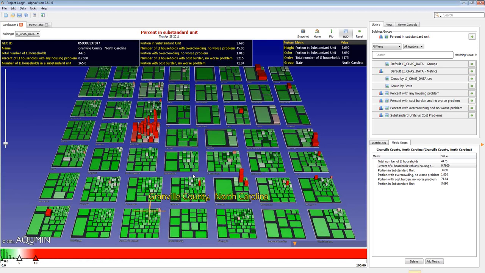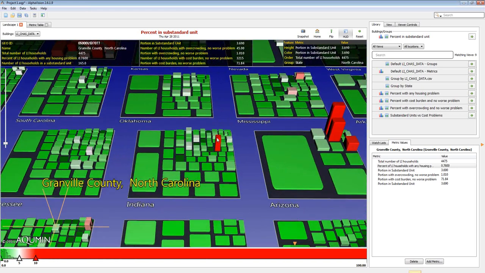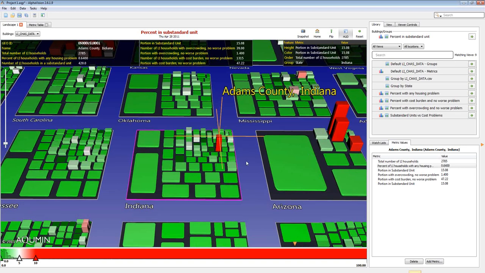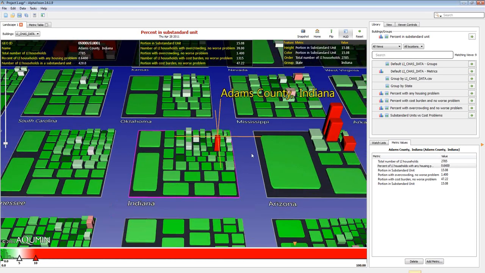So we can see immediately that in most states across the country, substandard housing is not the primary problem. And we have our obvious outliers. For instance, we can see right away in Indiana, where it's mostly short red buildings, we have Adams County, Indiana, with over 15% of the units. And again, we're looking at our upper right-hand area here in our heads-up display. Over 15% of the housing units reporting substandard units. So clearly, if there's maintenance money going in Indiana, Adams County might be a good target for that money.